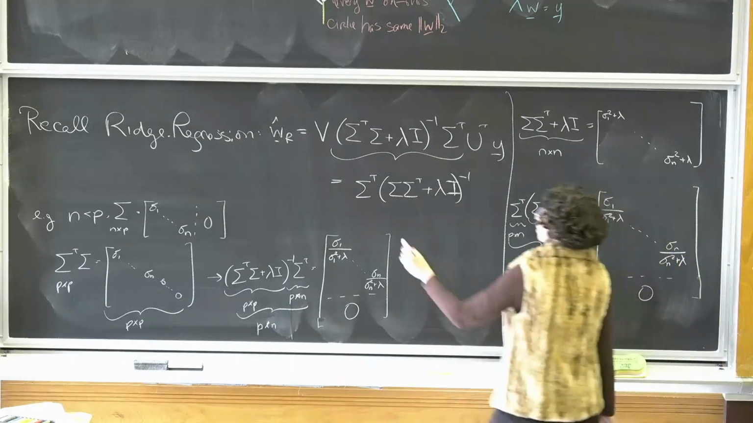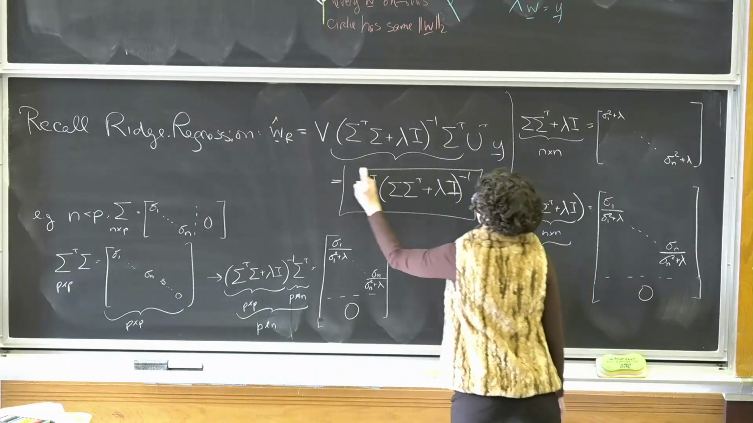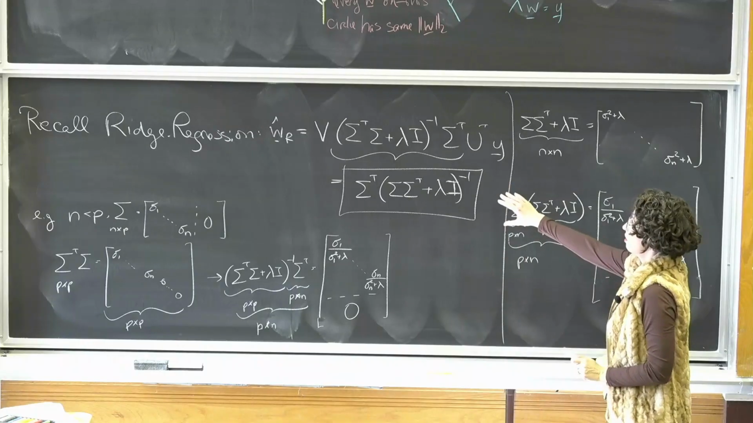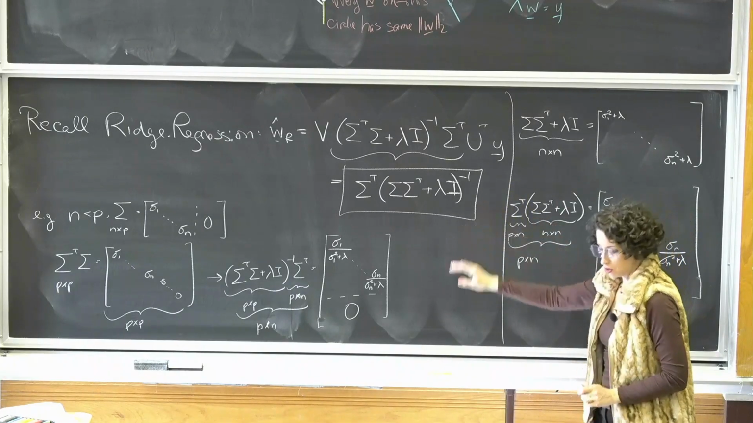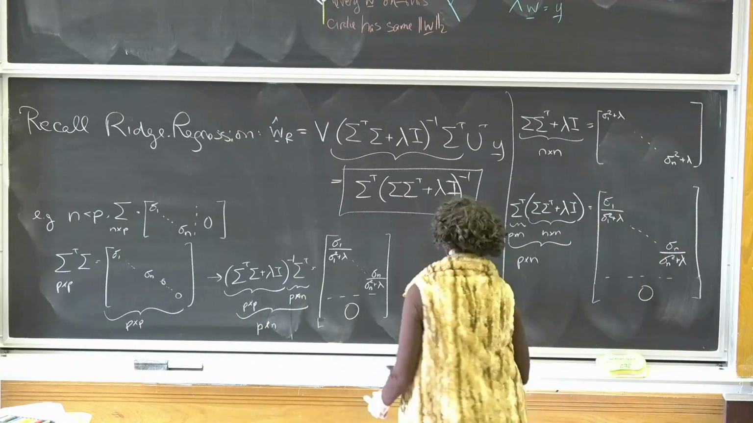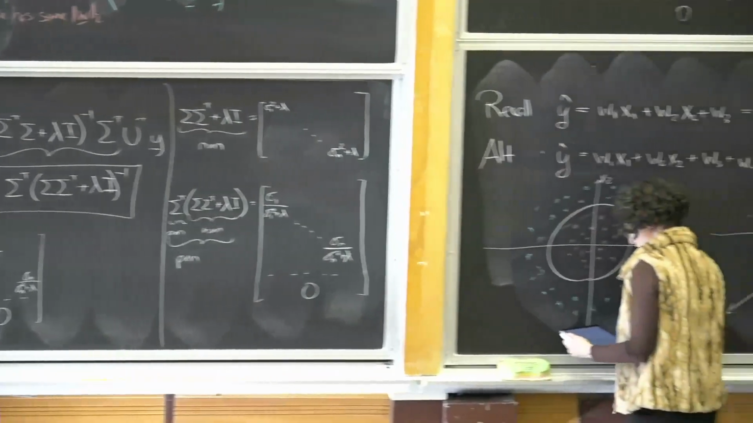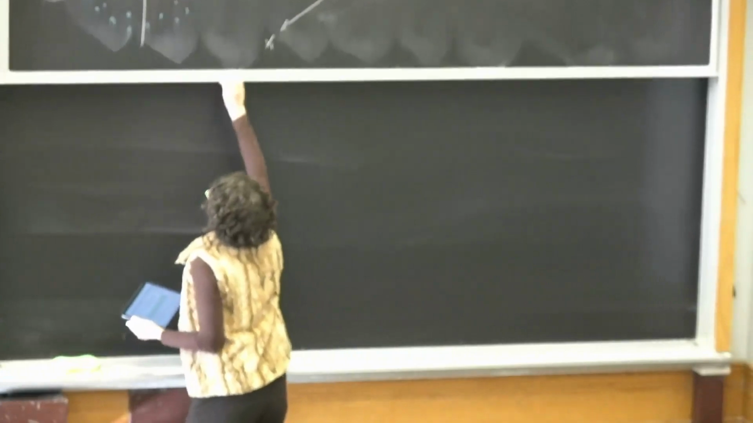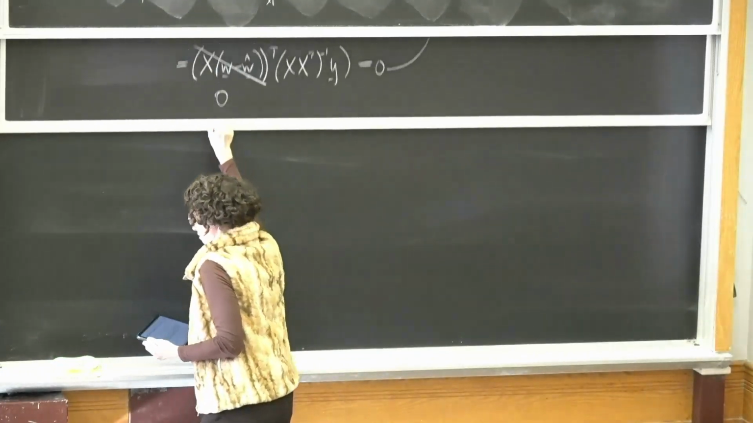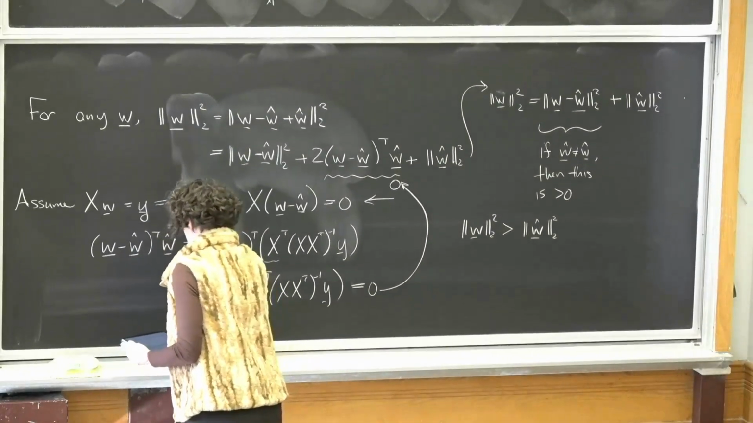Okay, so key point here is that now I'm just going to write this expression using this alternative way of formulating ridge regression, and that's going to be very helpful as we start thinking about how we can use different kernel methods.